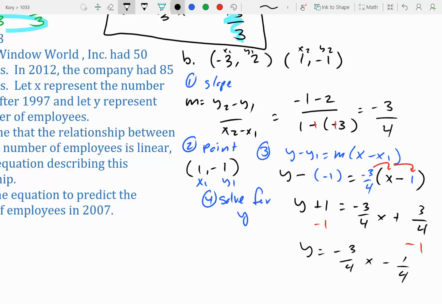Now if you're asking how we got that, we have 3 over 4 minus 1. So our common denominator is 4. Times 4 over 4, we get 3 over 4 minus 4 over 4, which leaves us with negative 1 over 4.